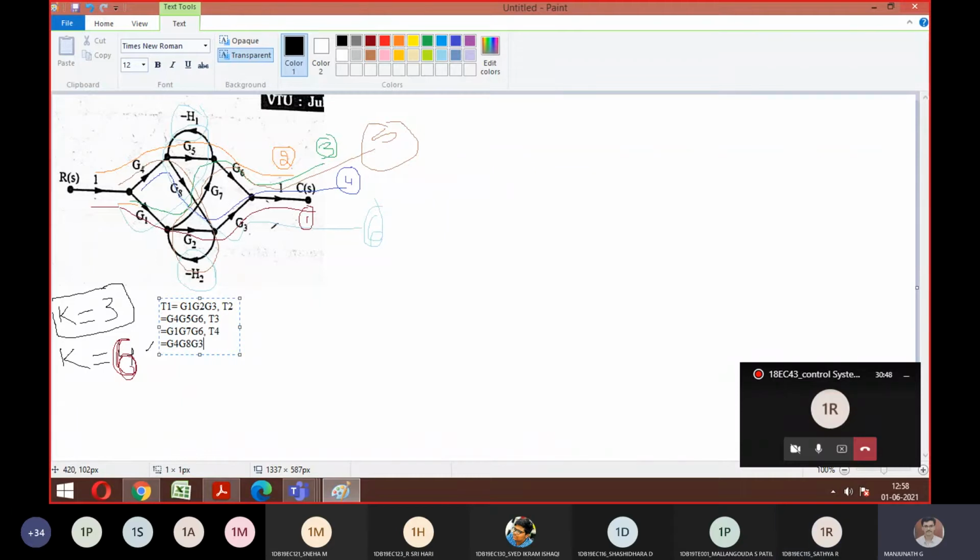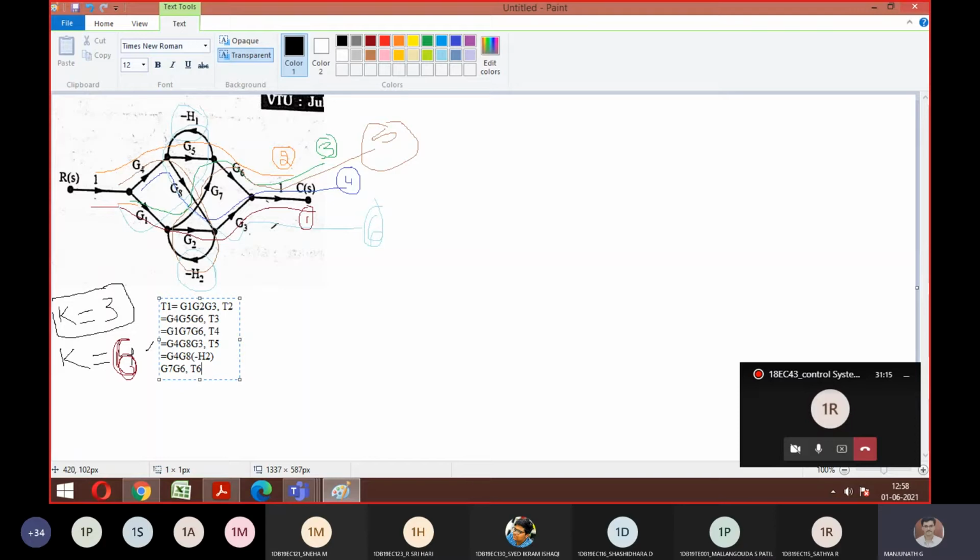Now we go for the two extra ones which were not there in the earlier category. That is your T5. Trace it: G4, G8, minus H2, so use the bracket. You can write minus H2. Good. Then G7, G6. I hope everyone got the idea now, right?